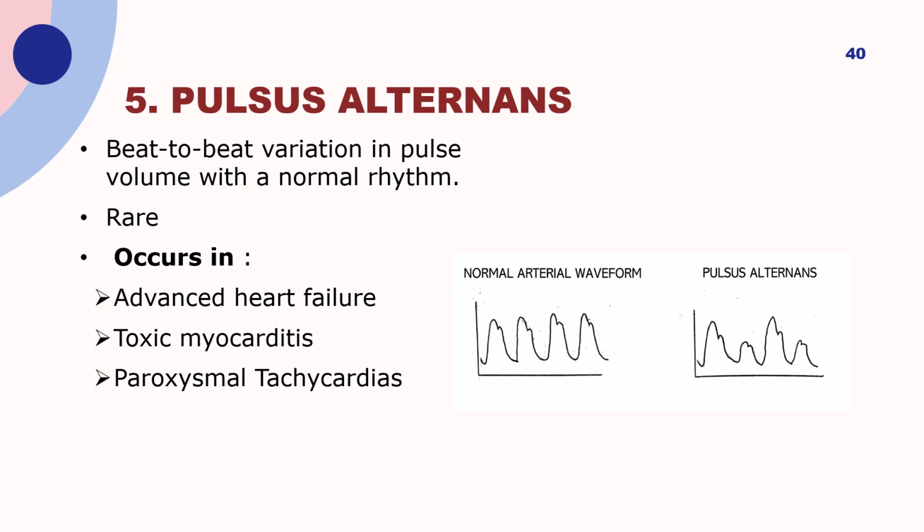Pulsus alternans is a very rare condition where there is a beat to beat variation in pulse volume with a normal rhythm. It occurs mostly in advanced heart failure, toxic myocarditis, and paroxysmal tachycardias.